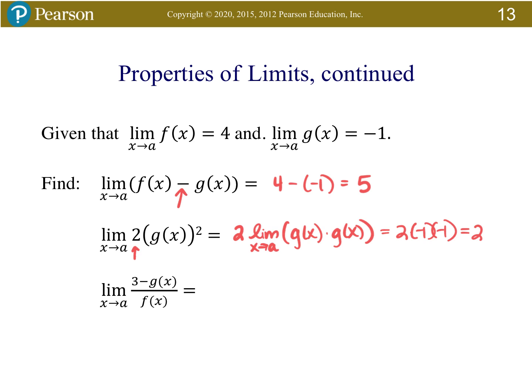Are we allowed to subtract and divide? Yes, as long as none of those values are 0. So we'll have 3 minus -1 divided by 4. So that will give me 4 over 4, or 1.